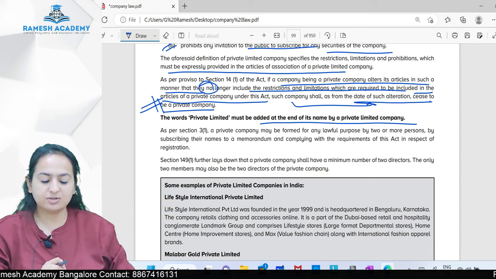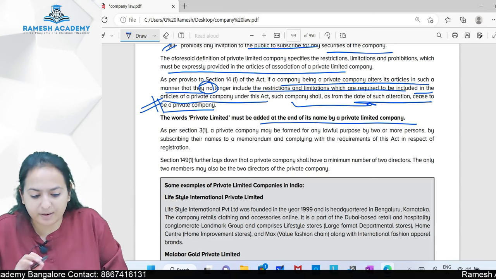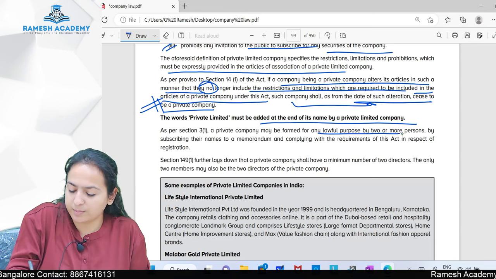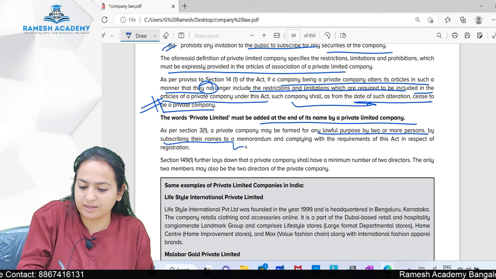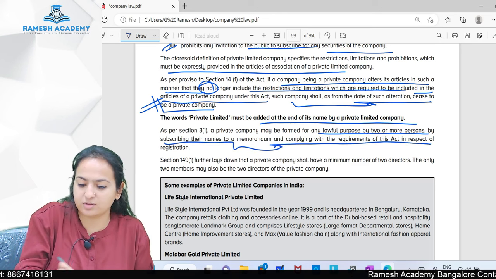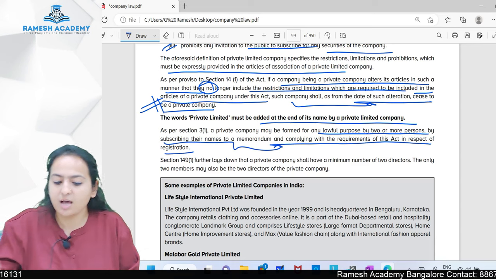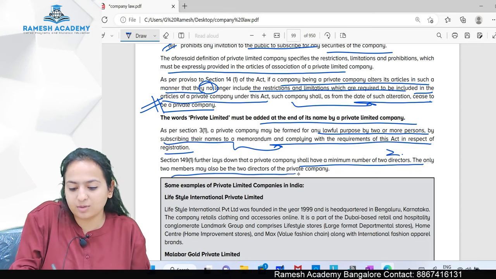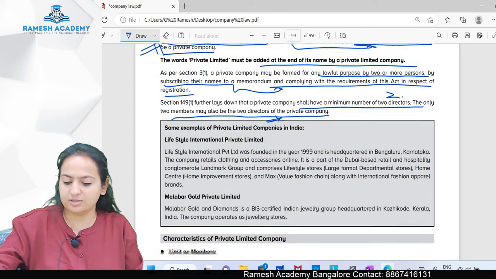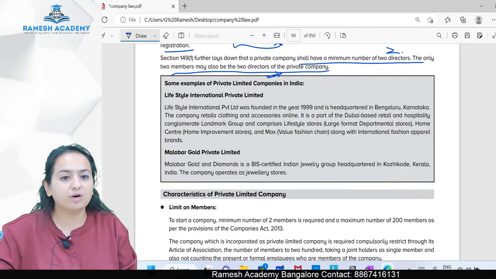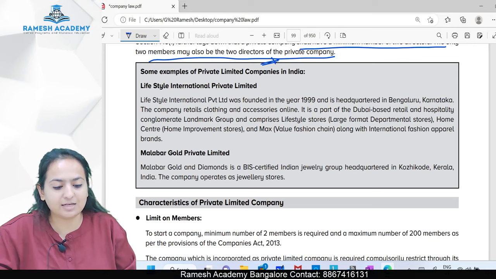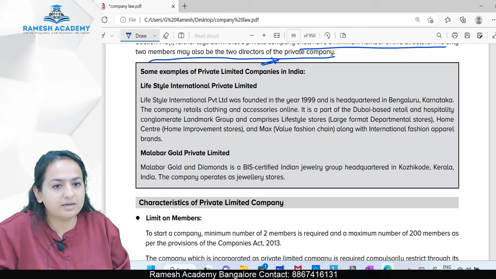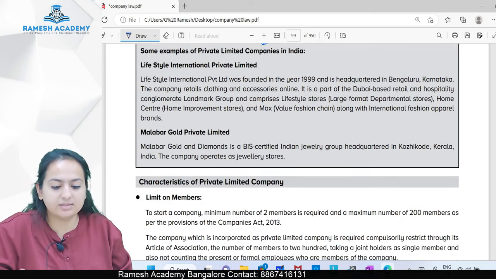As per section 3 subsection 1, a private company may be formed for any lawful purpose by two or more persons by subscribing their names to the MOA and complying with the requirements of this Act in respect of registration. A private company shall have a minimum of two directors. Some examples of private companies are Lifestyle International Private Limited and Malabar Gold Private Limited. These are two of the examples.